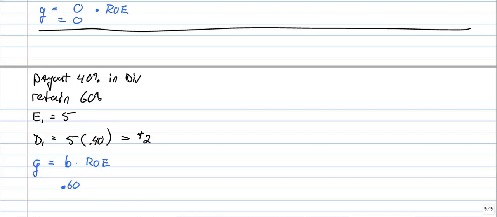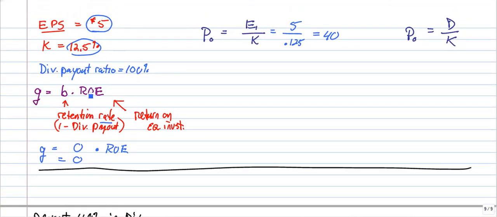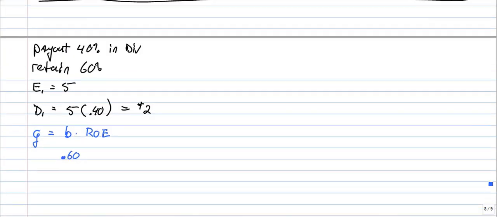And if the firm's ROE continues to be 12.5%, let's go back up here. You remember I had K was 12.5%. So right now, just work with me here. Let's assume that the firm, when they reinvest, they are going to earn the same rate of return that investors require, which is 12.5%. What we're going to see is the growth rate is going to equal 7.5%. 60% of 12.5% is 7.5%. So let's plug it in our formula. Price equals D1 over our required rate of return minus the growth rate.